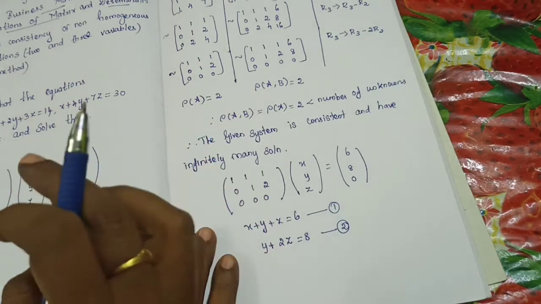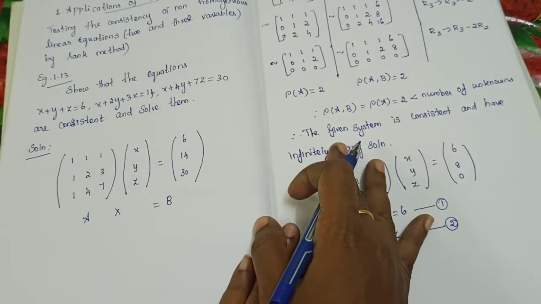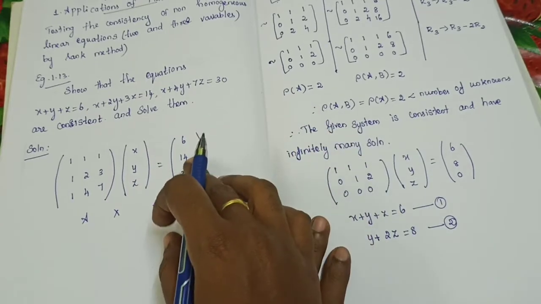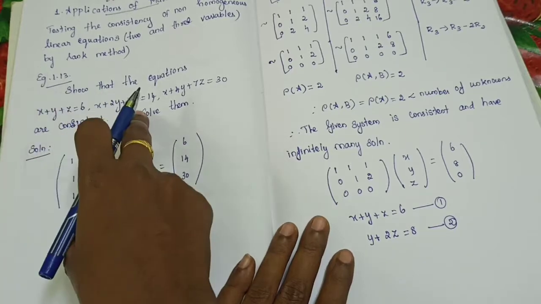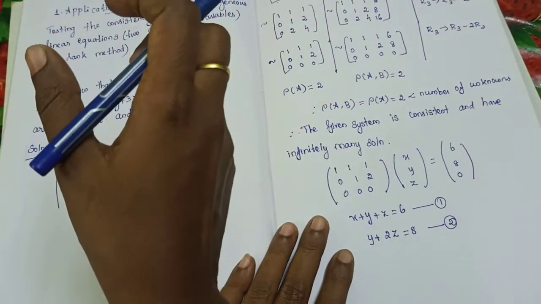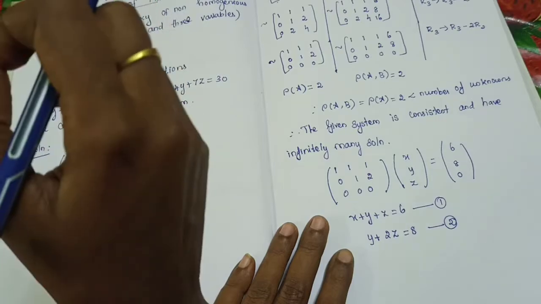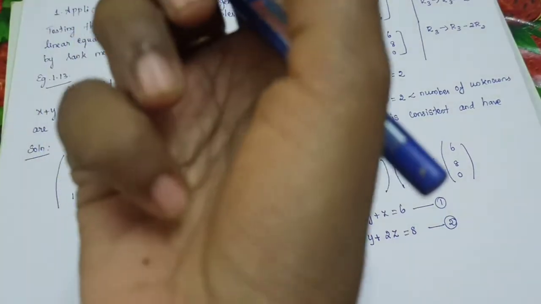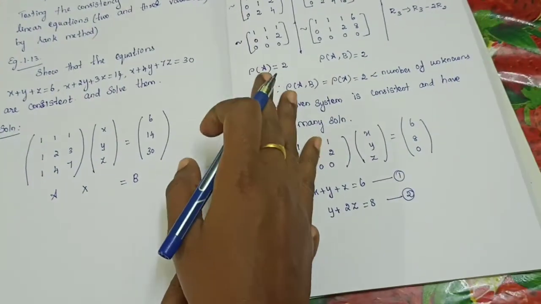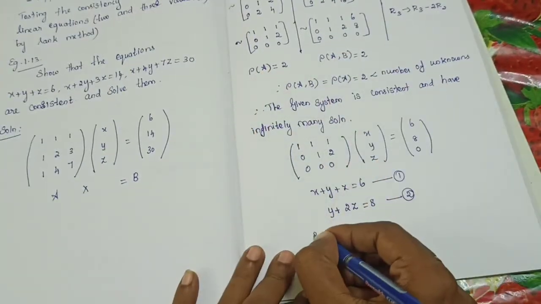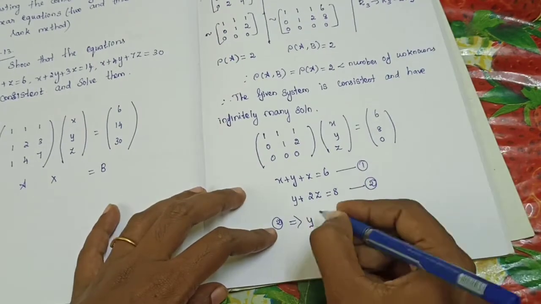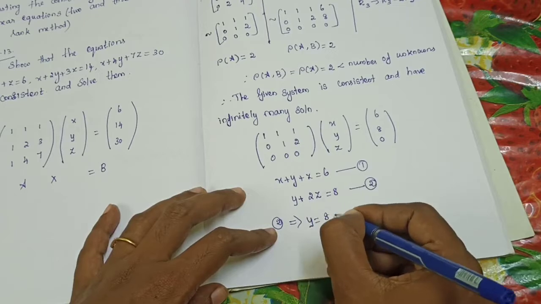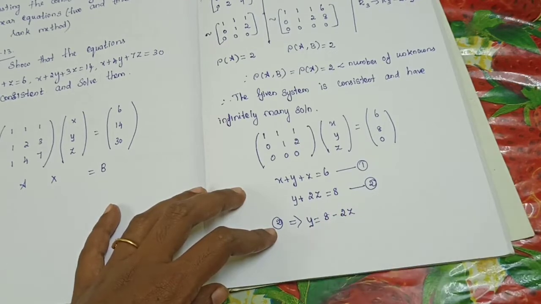In the last class, I did one problem for you with 2 unknown variables. If there are 2 unknown variables and you get only one equation, how will you find the x and y values? I told you, so the same procedure we are going to do here. How? Equation 2 implies, from here I am going to take the y value. Bring the z to that side. So 8 minus 2z. Am I right?